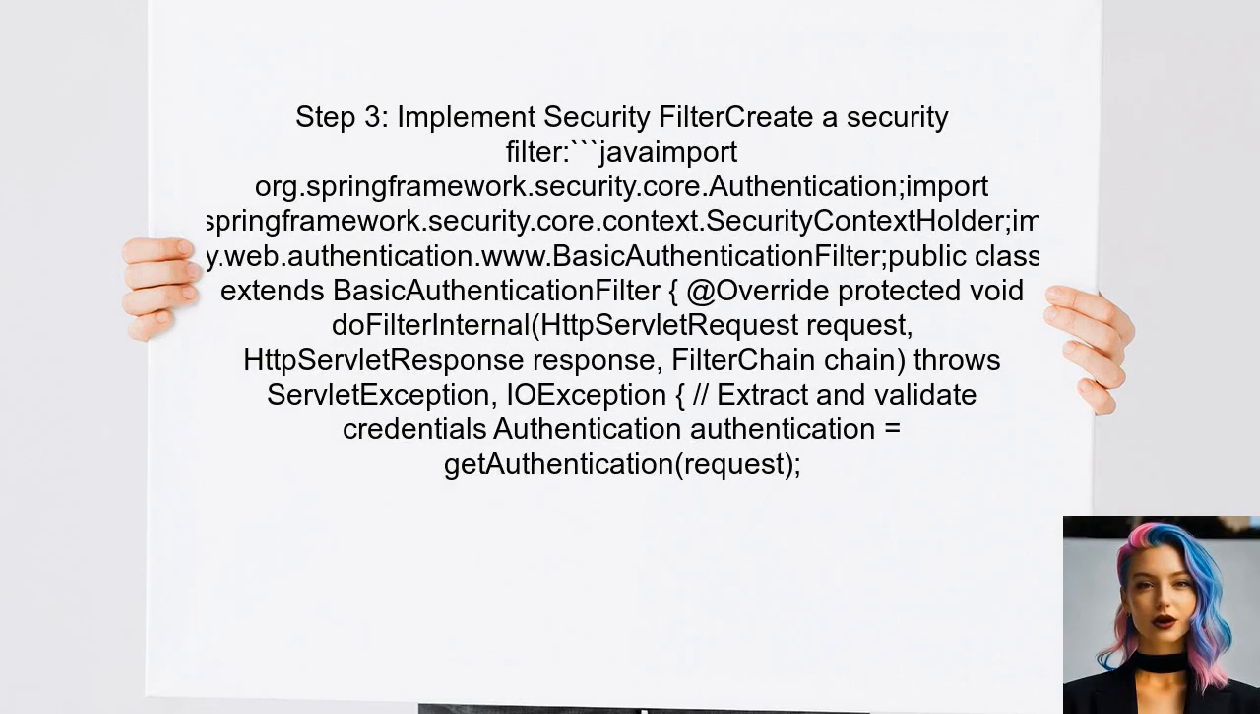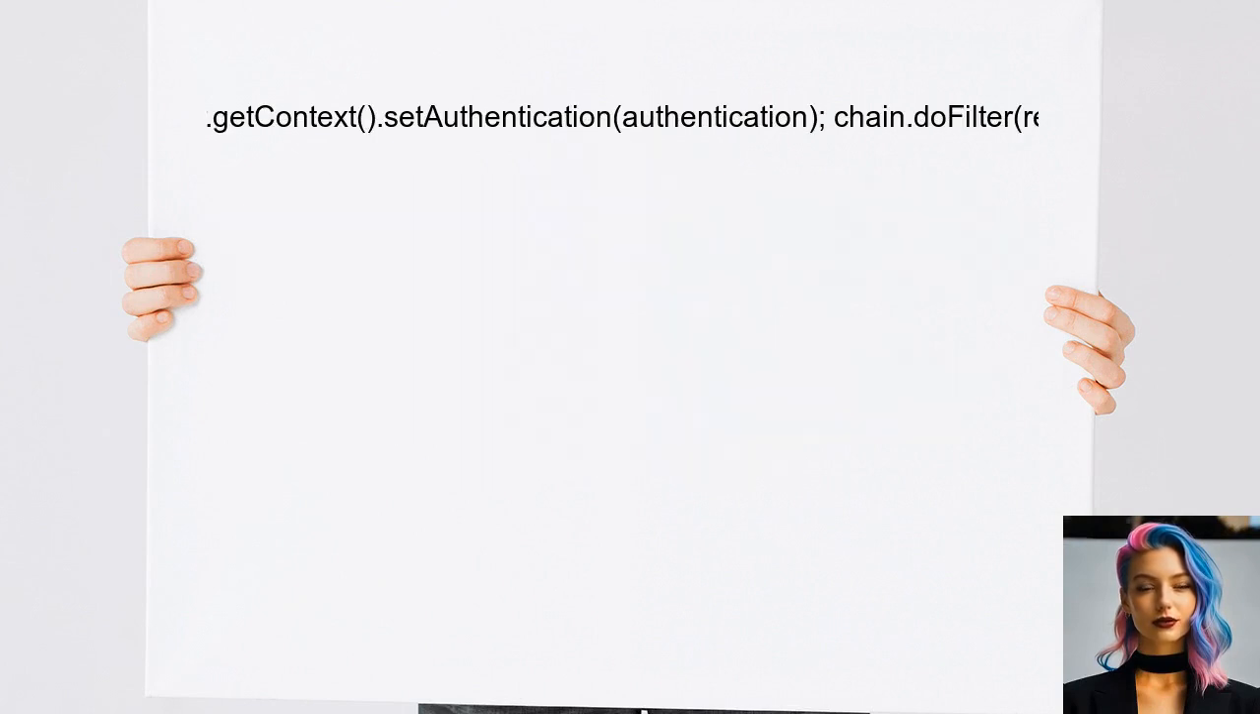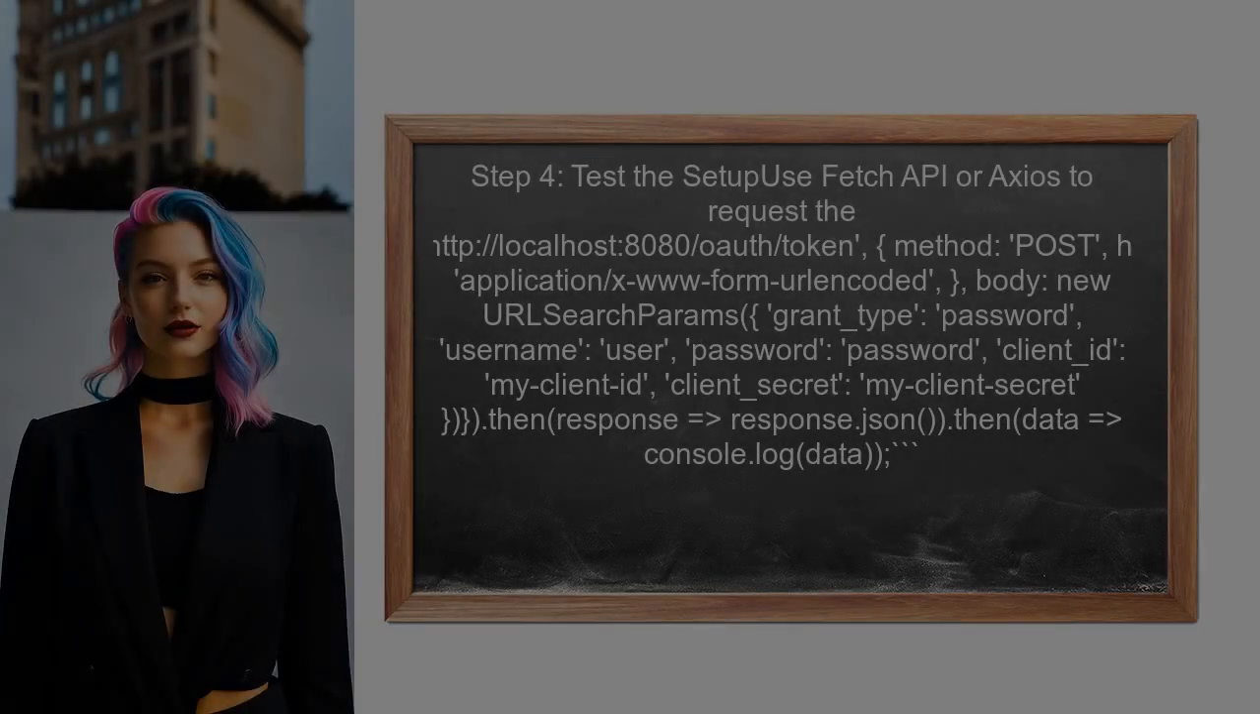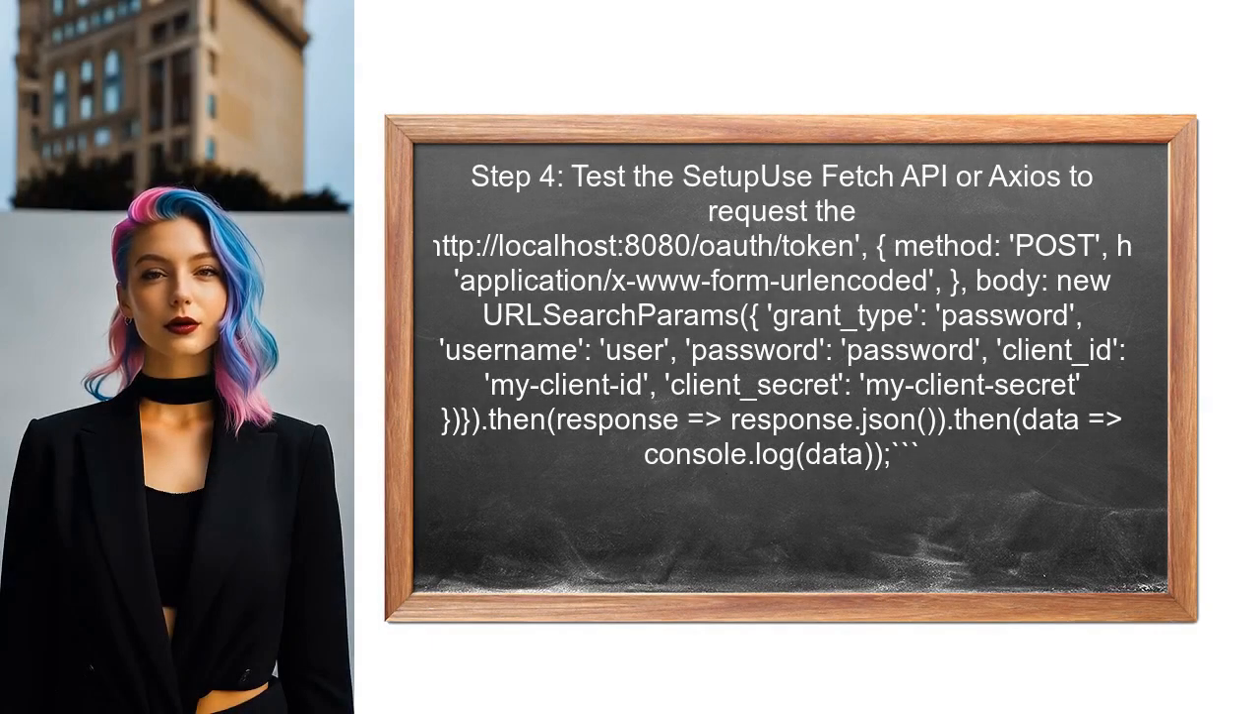After configuring CORS and the OAuth2 client, the user should implement a security filter to handle the authentication process. This filter will extract the credentials from the request. Finally, the user should test the setup by making a request from their JavaScript SPA. They can use the Fetch API or Axios to send a request to the OAuth token endpoint.